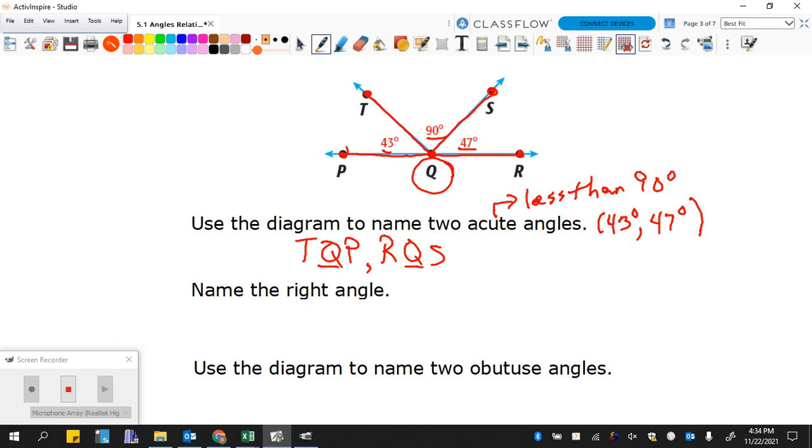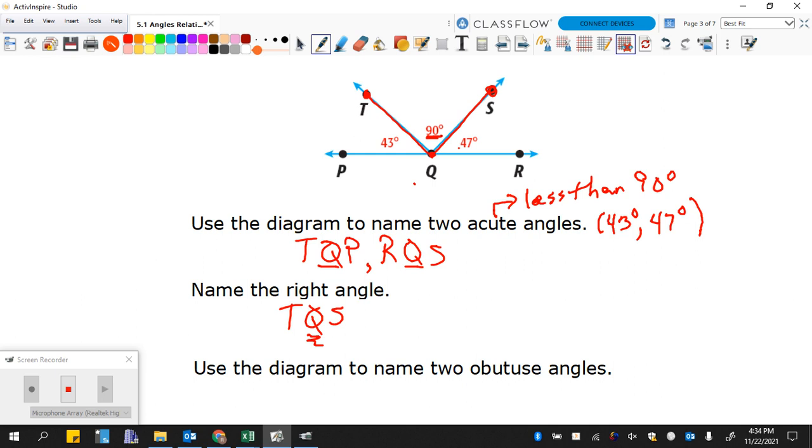Then when we talk about naming a right angle, remember, a right angle is exactly 90 degrees. We have one of those, this one right here. When we name it, we can go either TQS or SQT. It's the same exact thing. But once again, notice that the Q is the middle letter.